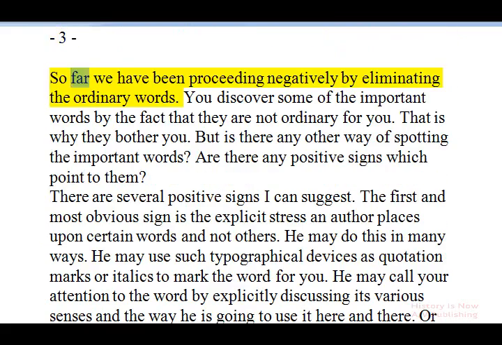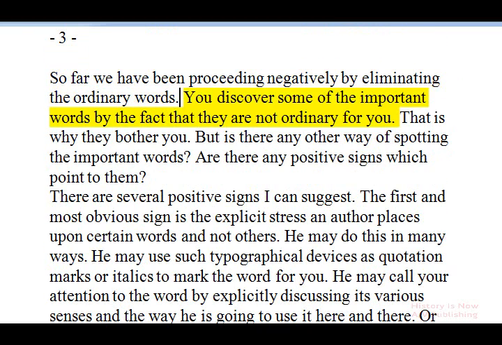3. So far we have been proceeding negatively by eliminating the ordinary words. You discover some of the important words by the fact that they are not ordinary for you. That is why they bother you. But is there any other way of spotting the important words? Are there any positive signs which point to them? There are several positive signs I can suggest. The first and most obvious sign is the explicit stress an author places upon certain words and not others.